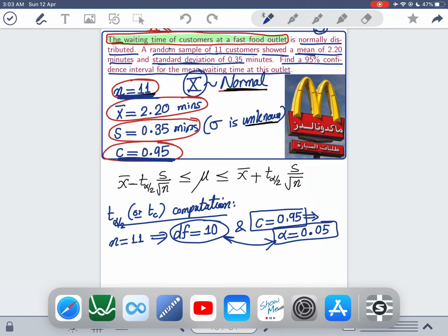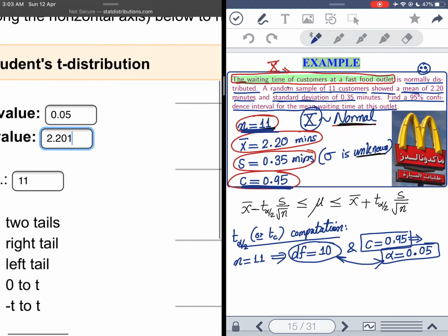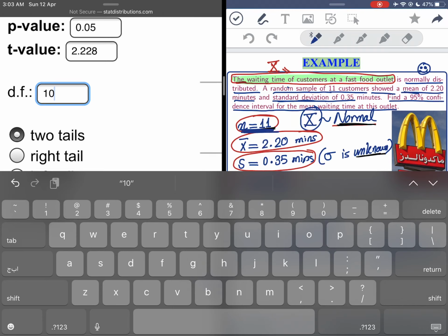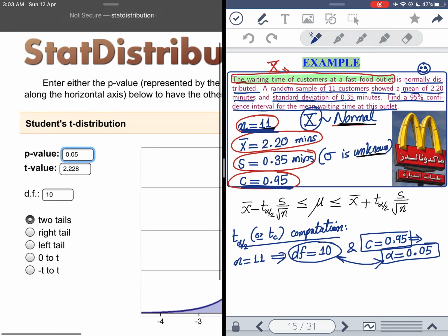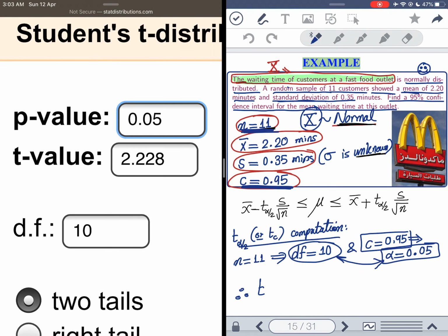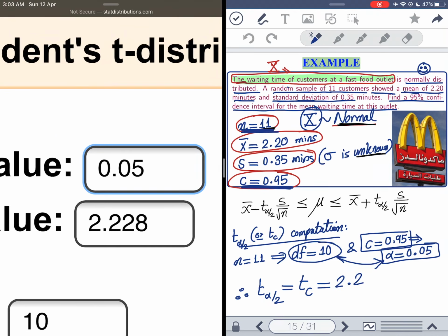I'm going to use the online calculator. So, 10 degrees of freedom. I will put here 10 degrees of freedom, and 0.05 for alpha. Okay, perfect. So my t value, therefore t sub alpha over 2, the critical t value, which we can also call t sub c, I will keep on doing this so you always remember that we can use both notation, is equal to 2.228. Perfect. So we found t sub alpha over 2, and now we can solve the question.